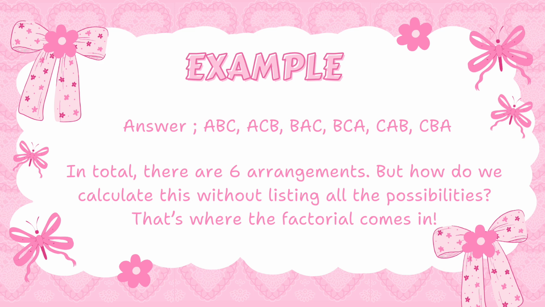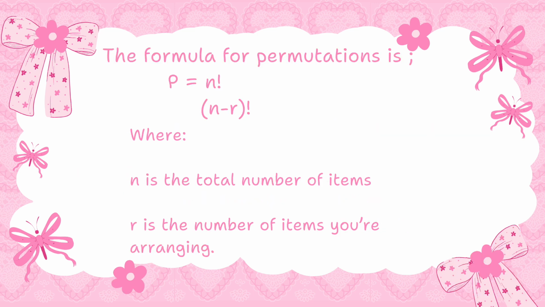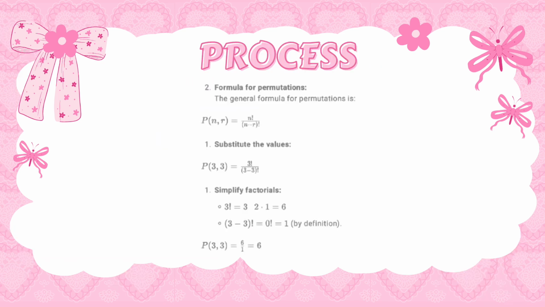But how do we calculate this without listing all the possibilities? That's where the factorial comes in. The formula for permutation is P(n, r) equals n factorial over n minus r factorial, where n is the total number of items, r is the number of items you are arranging. Let's calculate the given example earlier.